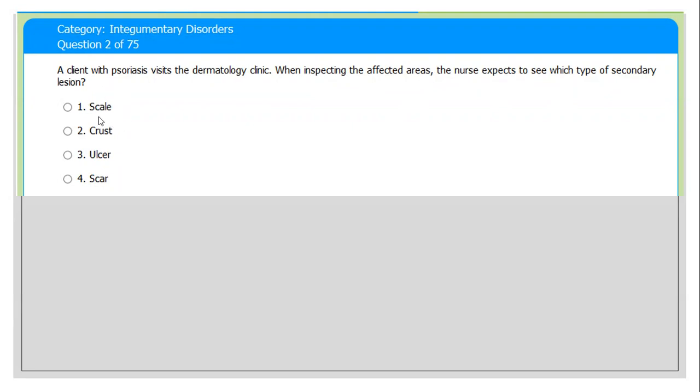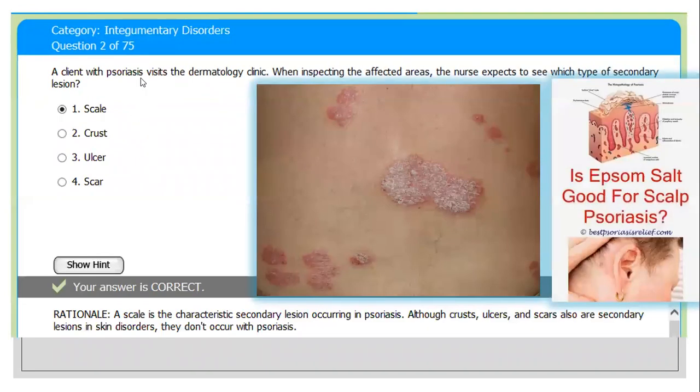Number one, scaly, crust, ulcer, and scar. The characteristic feature of psoriasis is the scaly lesion. It is often itchy, right? So scaly is the characteristic secondary skin lesion that occurs in psoriasis. Although crust, ulcer, and scar are also secondary lesions in skin disorders, they do not occur in psoriasis.